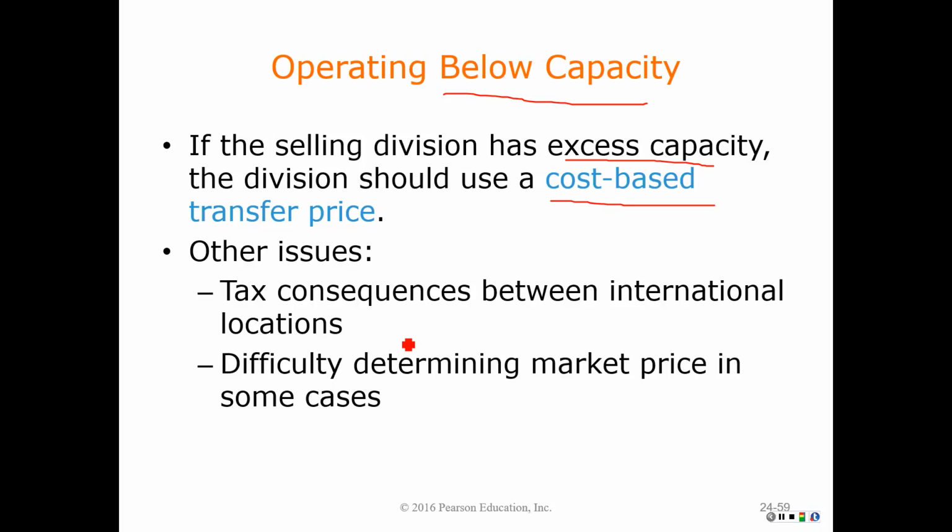There are some consequences with doing this. There are some international tax consequences that happen when you have divisions within different international locations. And in some situations, it's simply hard to determine what the market price is for your product when it is so unique. All right, so these are the terminology and the phrases and the things that I'd like for you to know about transfer pricing. Take a break at this point and go back, review your notes, and I will have some homework assignments for you to work related to each one of these objectives.